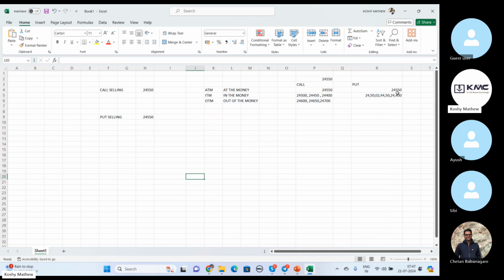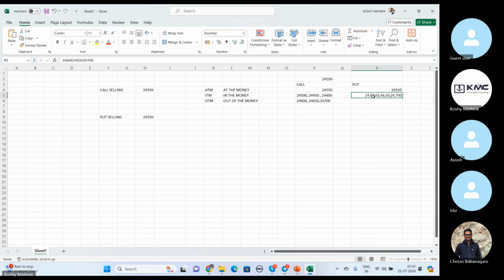Anything in the money. So 24,500. At the money for put is 24,550. 24,600. 24,650. 24,700.